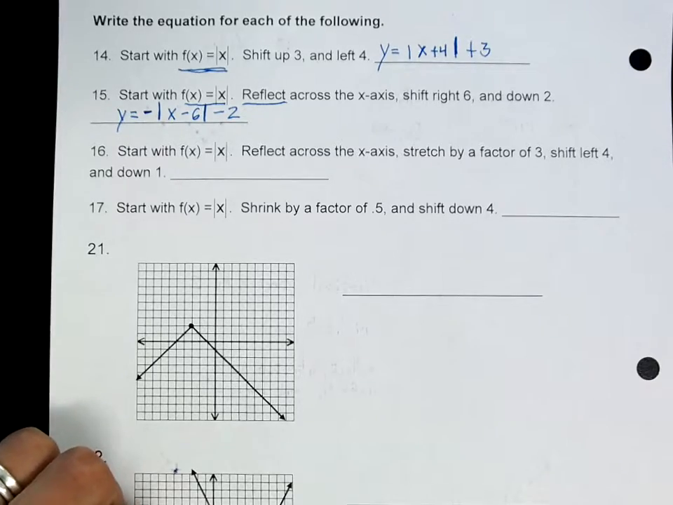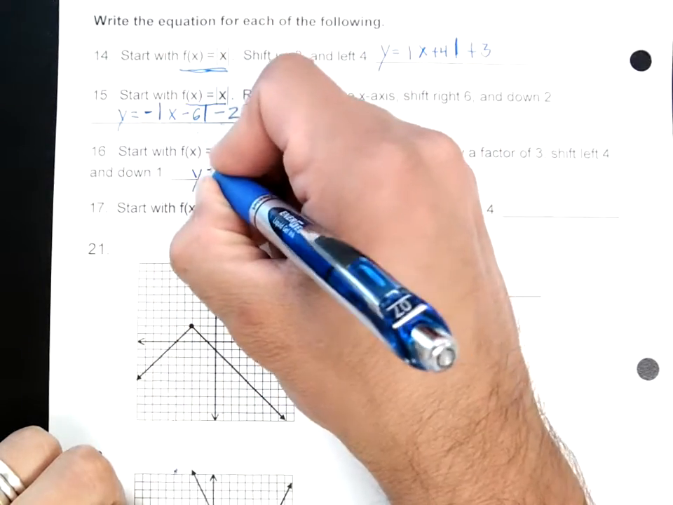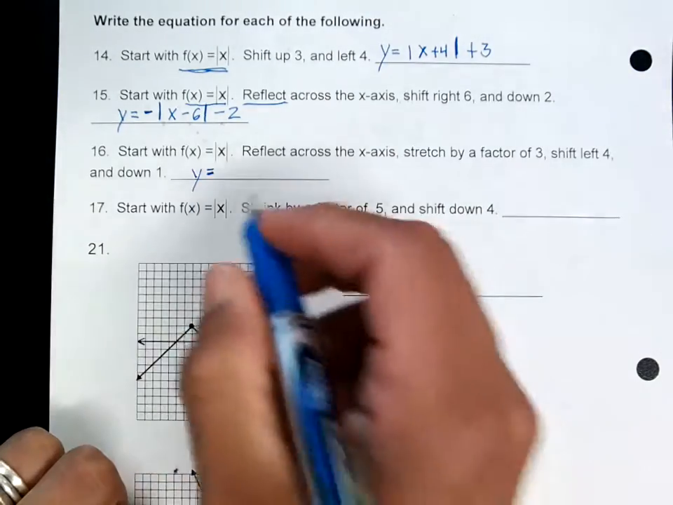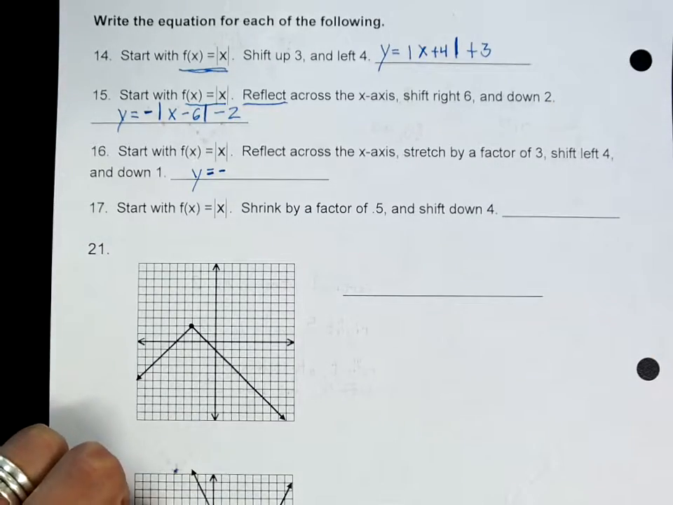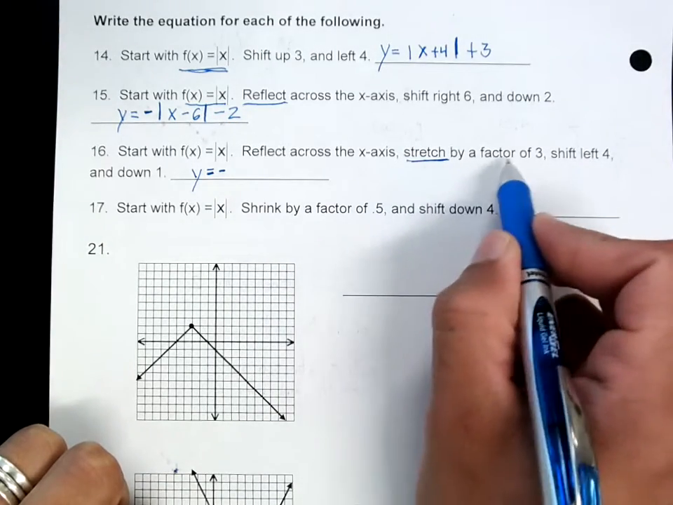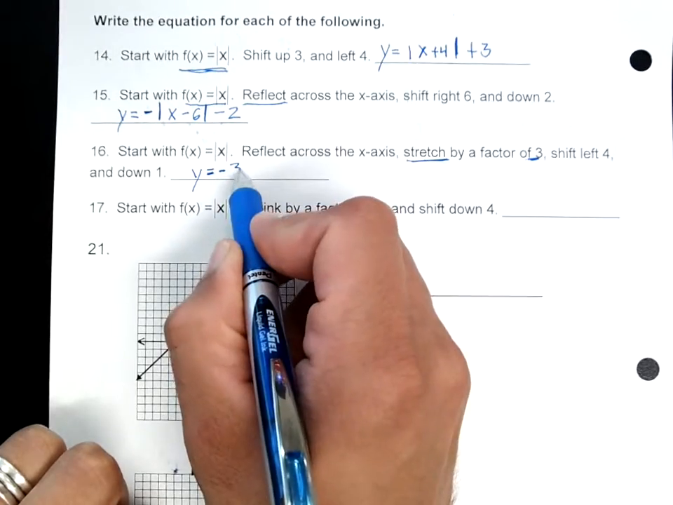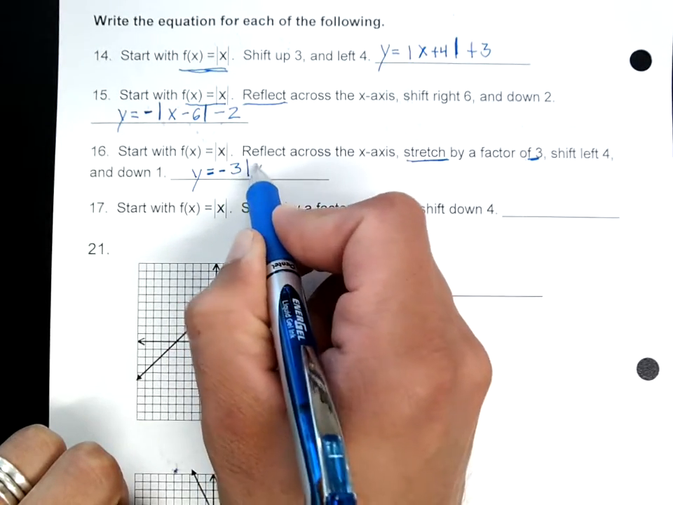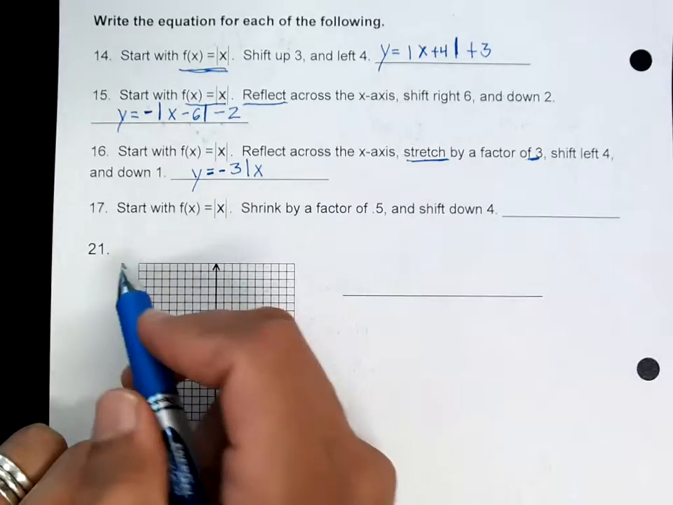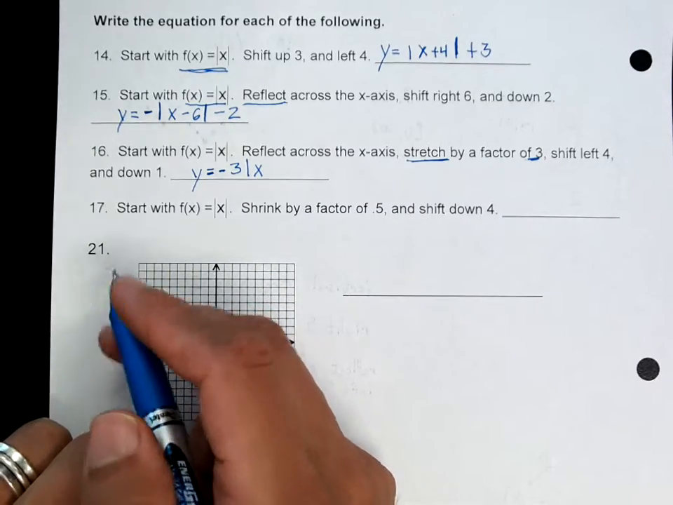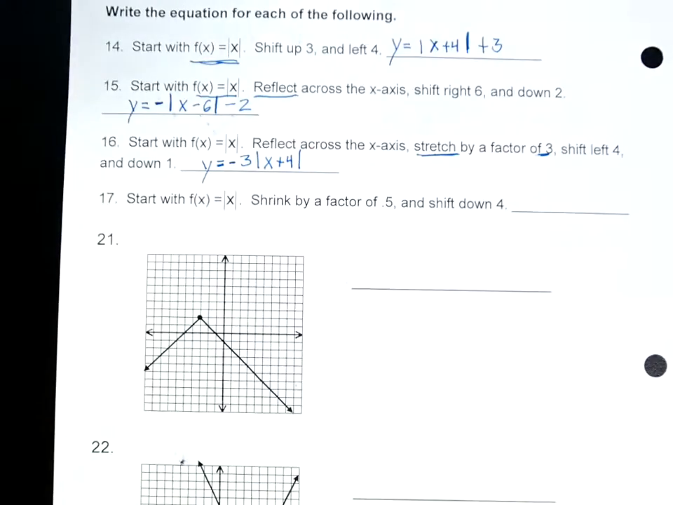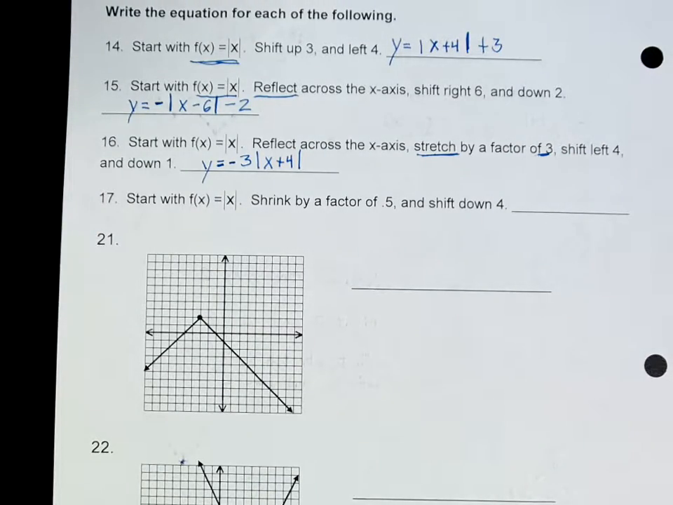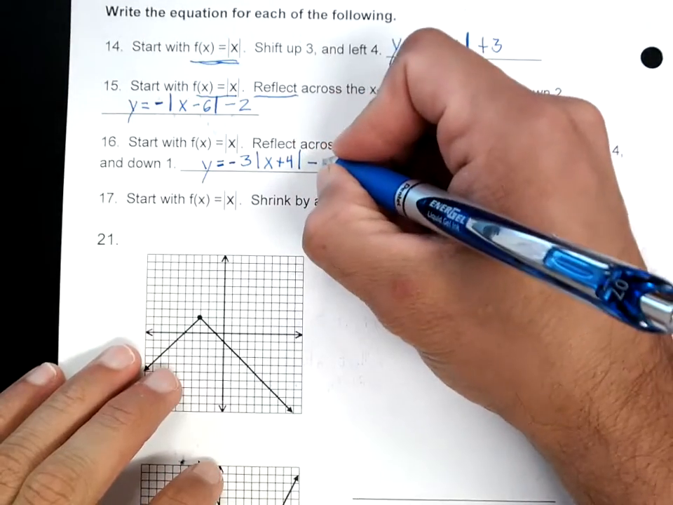Okay, so as always, I think you always learn better when you do it yourself, but this is y is equal to reflect. So reflect means you're going to have a negative, okay? Don't forget about that little negative. Now when it says stretch by a factor of 3, that 3 is going to go out here. You have an x here. Now it says shift left 4. Left 4 is going to be plus 4 because I said so, okay? That's all there is to it. Remember it's always going to be the opposite, don't forget. And then finally we say down 1. The down and up are going to go outside of the absolute value here.